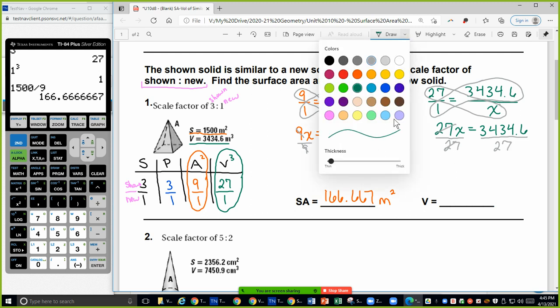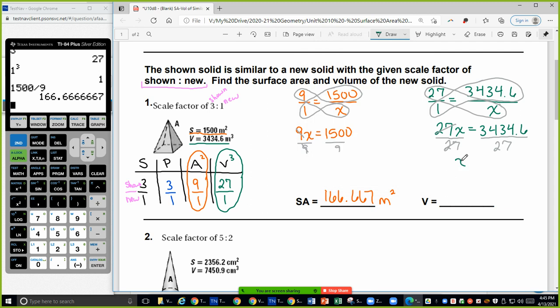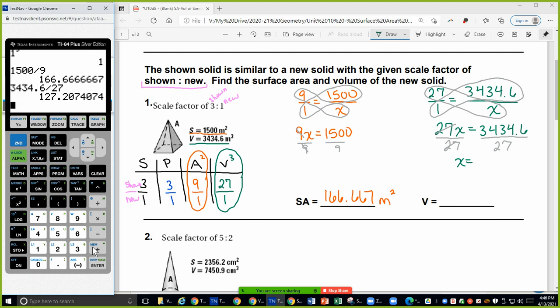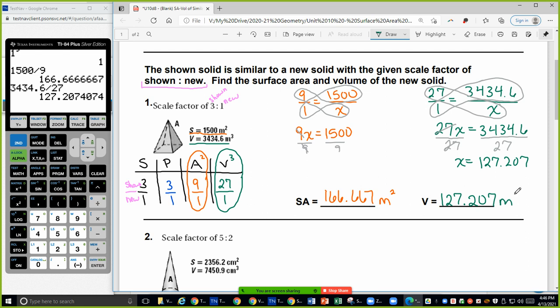And I'm going to get x equals, let's see, 3,434.6 divided by 27, rounded to 3 places, 127.207. After the 7 is a 4, so it's not going to round up. 127.207. It doesn't round up. I could have just written it here, I suppose. 207. And my units are meters cubed because it's volume. Okay.